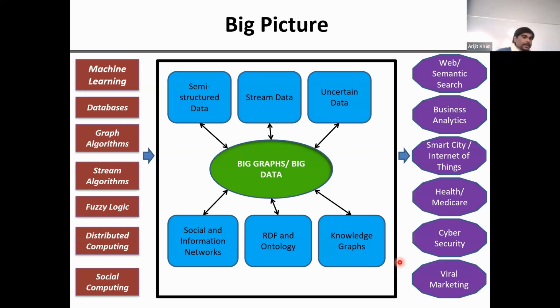So this is the big picture of our research. We are working in the space of big data, big graphs, and there are many sources. They can come from social networks, RDFs, biological networks, knowledge graphs, etc. Another aspect of this research is that it is very much interdisciplinary. We need different kinds of skills from machine learning, databases, distributed systems, and graph algorithms. But the other important aspect of this research, which also keeps me very interested and motivated in this domain, is that it is very much application oriented. In our research, we have demonstrated applications in web search, business analytics, healthcare, cybersecurity, etc.